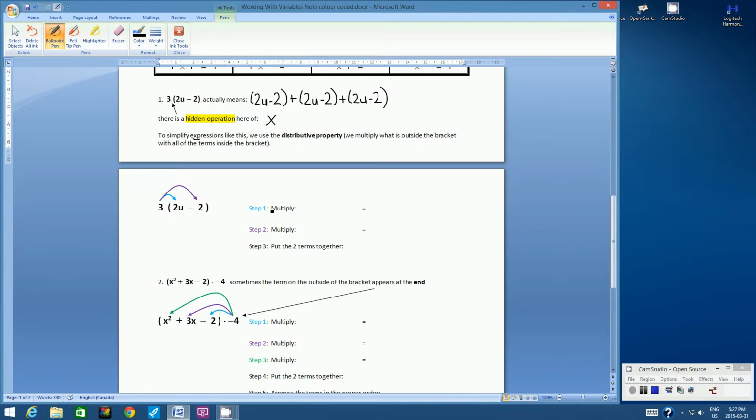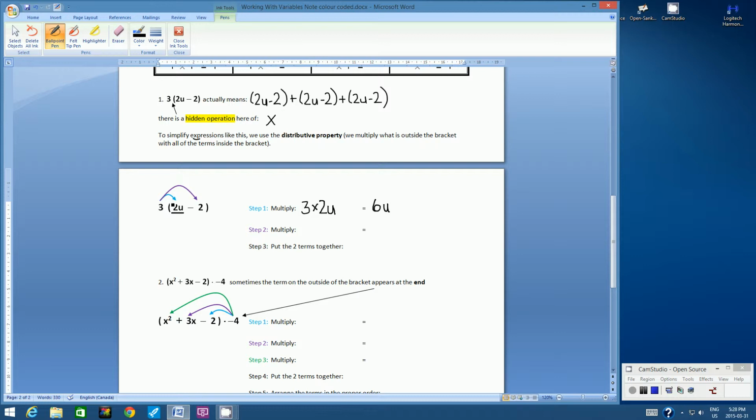All right, so step 1, we multiply what is outside of the bracket, 3, times the first term inside the bracket. The first term inside the bracket is 2u. So 3 times 2u. Okay? So what is 3 times 2? Well, 3 times 2 is 6. And because we've got a variable, this is 6u. So we do the operation like we normally would, and then we just attach the u to it. So 3 times 2u equals 6u.